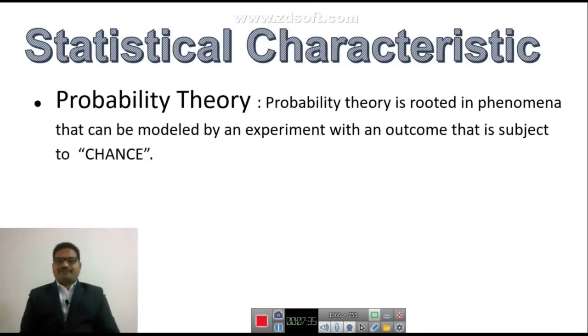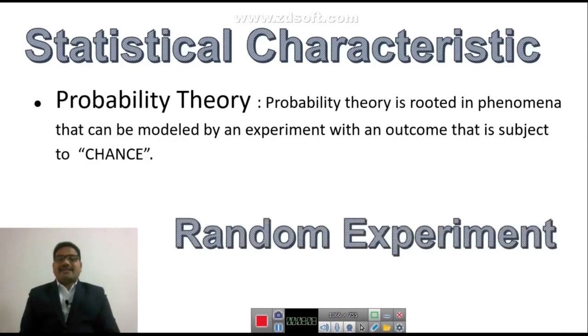Probability theory is rooted in phenomena that can be modeled by an experiment with an outcome that is subject to chance. Moreover, if we repeat this experiment a number of times, the outcome can differ because of the influence of what? Random phenomena or chance mechanism. Such an experiment is called a random experiment.